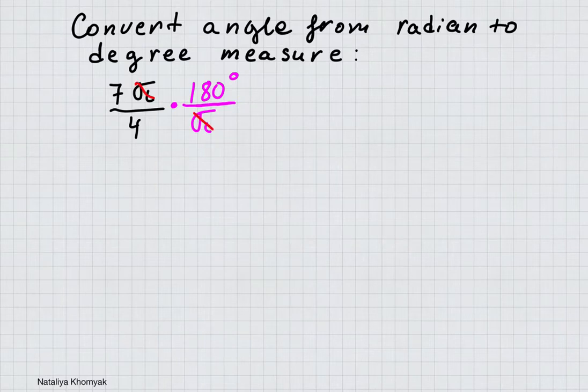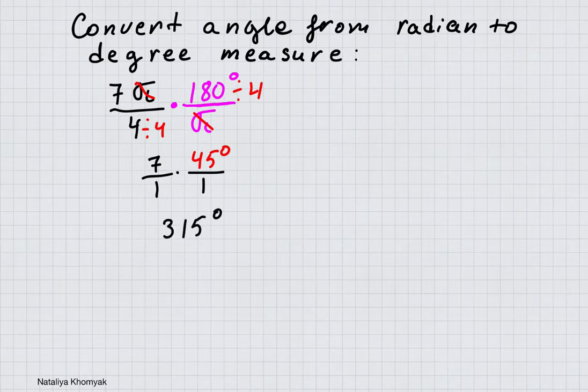Pi goes into pi one time. 4 can be divided by 4, and 180 can be divided by 4. So 180 divided by 4 gives us 45 degrees. Pi cancelled out with pi into 1 times 7. 4 and 4 cancelled into 1. So now we have 7 times 45 degrees, which gives us 315 degrees. And that's our answer.